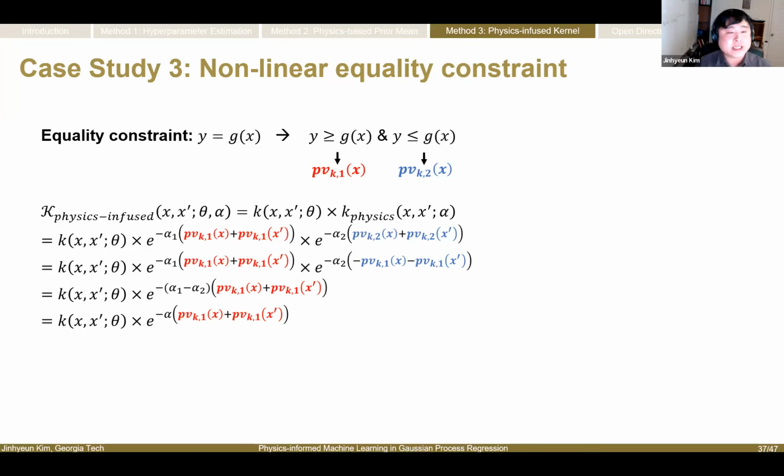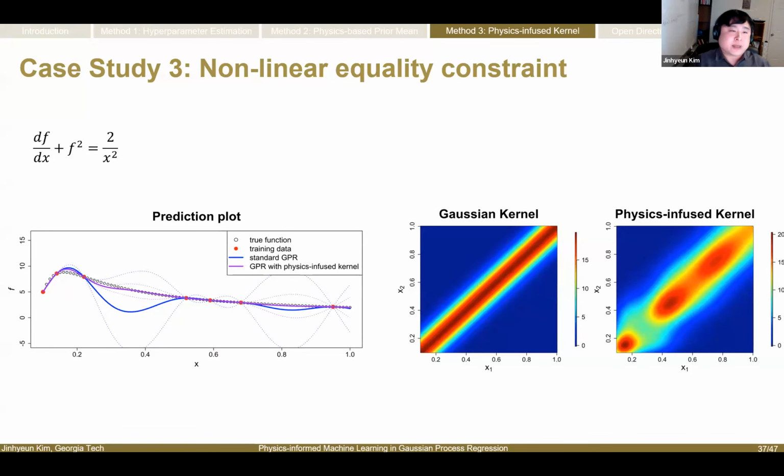It is good news because, in general, Gaussian process regression can be computationally very expensive because it is proportional to the cubic of the number of training data sets. Here, alpha is estimated by minimizing the violation of physics for the equality constraints. This is one simple example, which is the Riccati equation. And with the sparse training data sets, our kernel covariance information can be corrected, tuned to minimize the discrepancy between the true function and the model prediction.